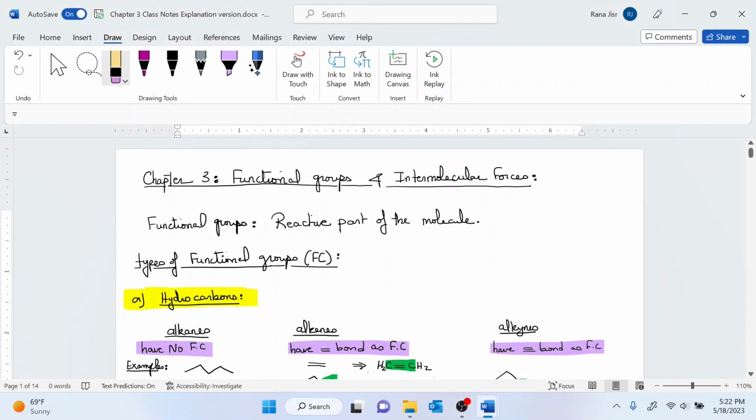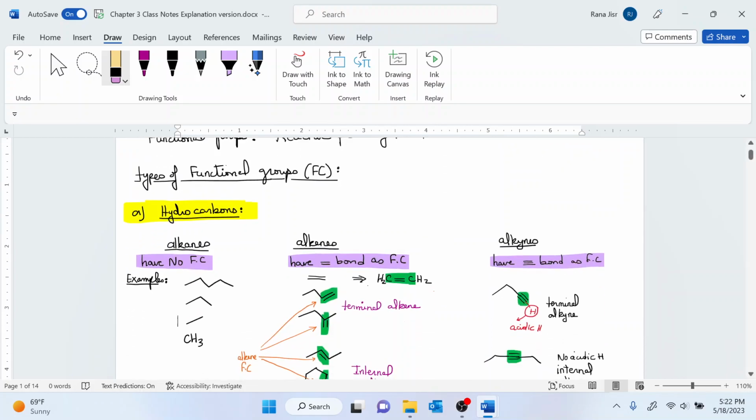Functional groups are the reactive part of the molecule. There is a variety of functional groups. We will list them all, and you will learn how to draw them and identify them. Starting with hydrocarbons. Hydrocarbons are classified into alkanes, molecular formula CnH2n+2, alkenes, and alkynes, which is CnH2n-2.